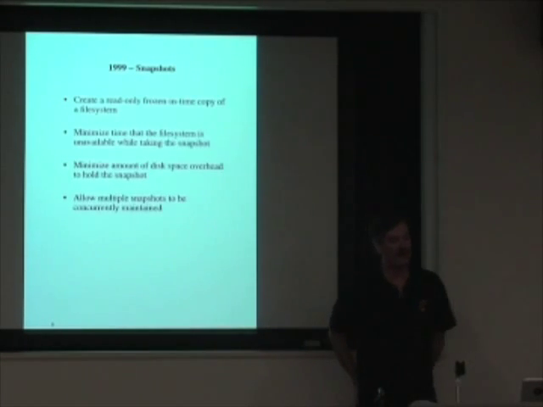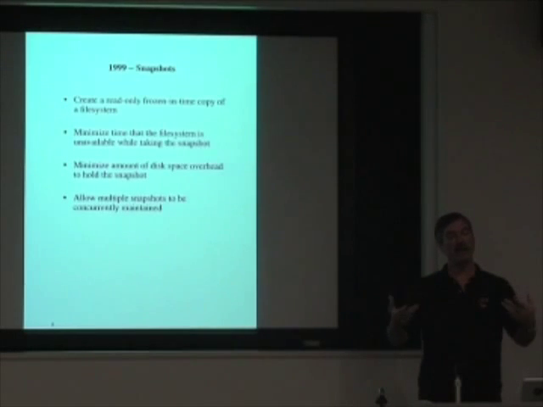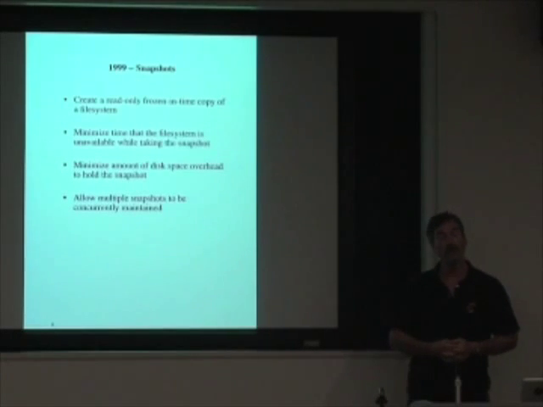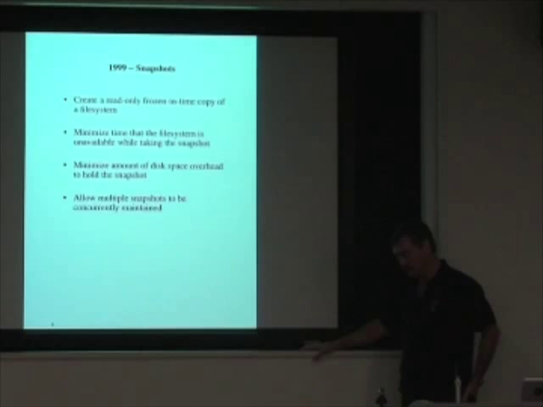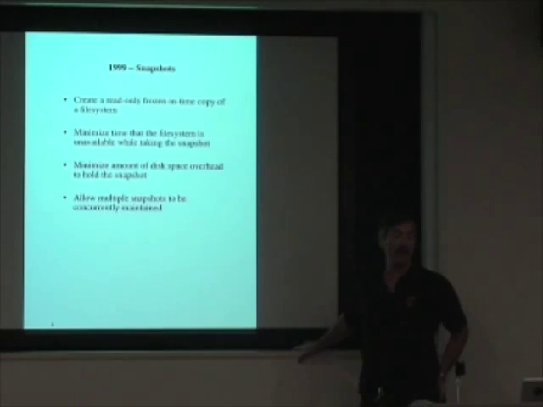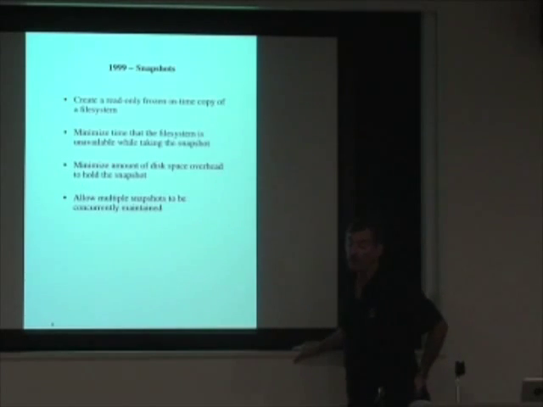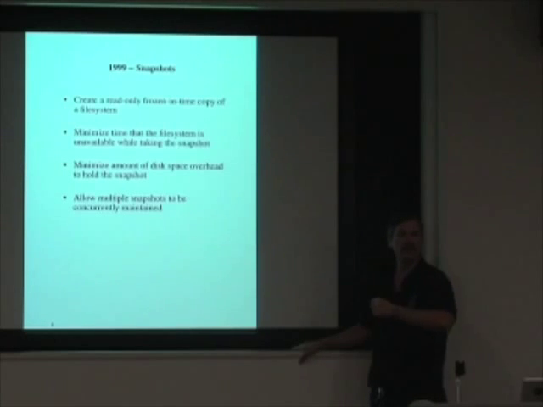So Network Appliance came up with a new way of doing file systems. They were actually working at pretty much the same time as Sun. Sun was doing ZFS, Network Appliance was doing something called WAFL. They're both a different technology.